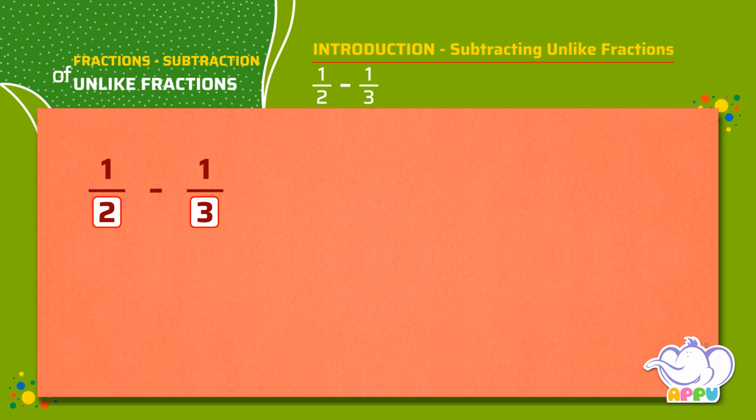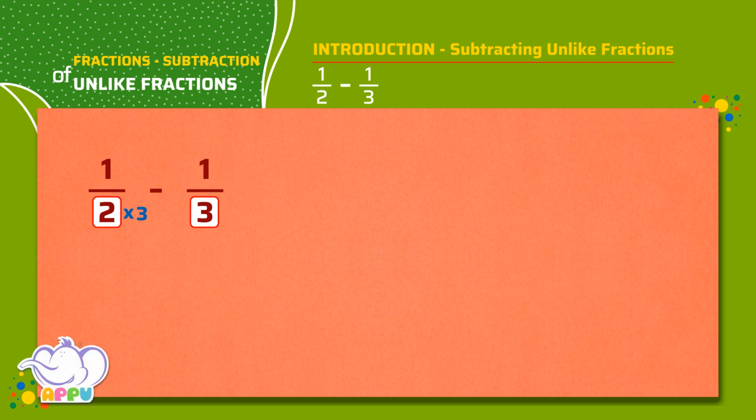We multiply the denominator of the first fraction with the denominator of the second fraction. That is 2 times 3. Next, we multiply the denominator of the second fraction with the denominator of the first fraction. That is 3 times 2.